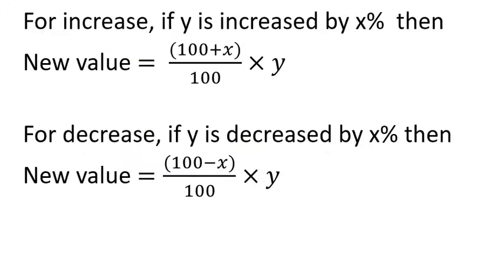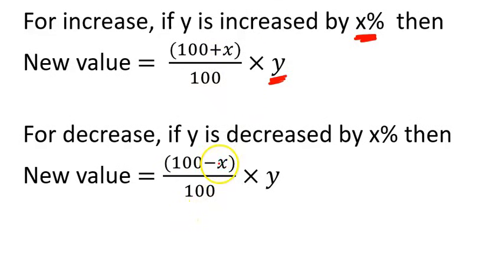But before that, if you are finding percentage increase and decrease, sometimes you want to find the new value. If there is a percentage increase by X%, then to find the new value, it is 100 plus X over 100 times the original value or the initial value. For a decrease, it is the same thing, but it will be 100 minus X over 100.